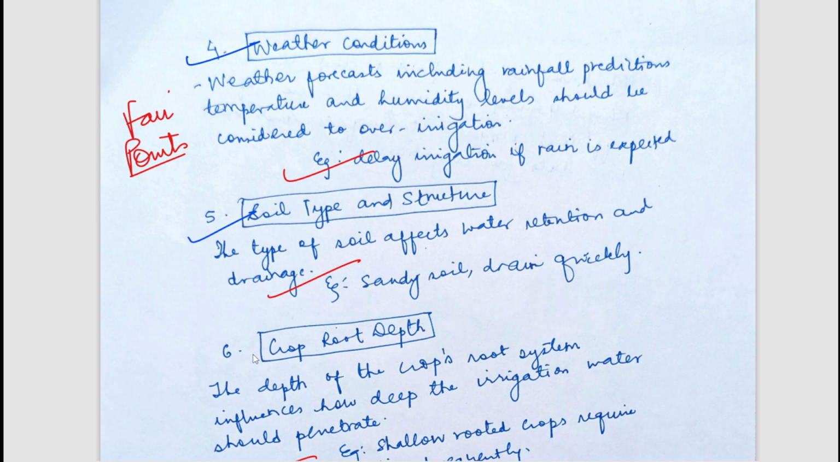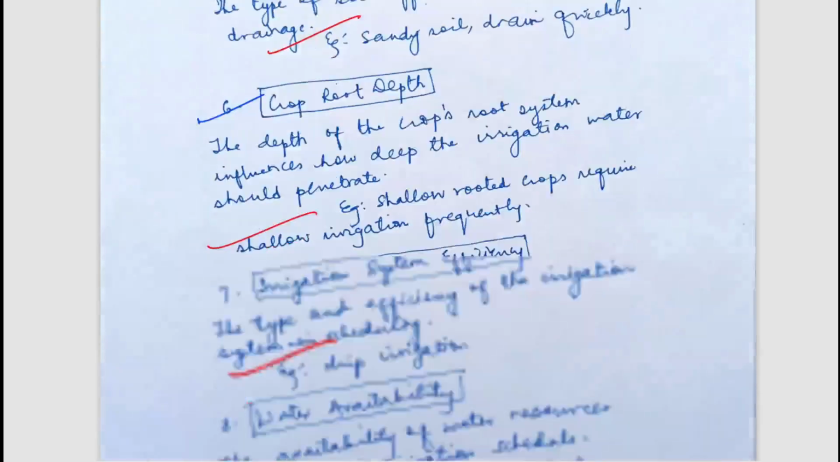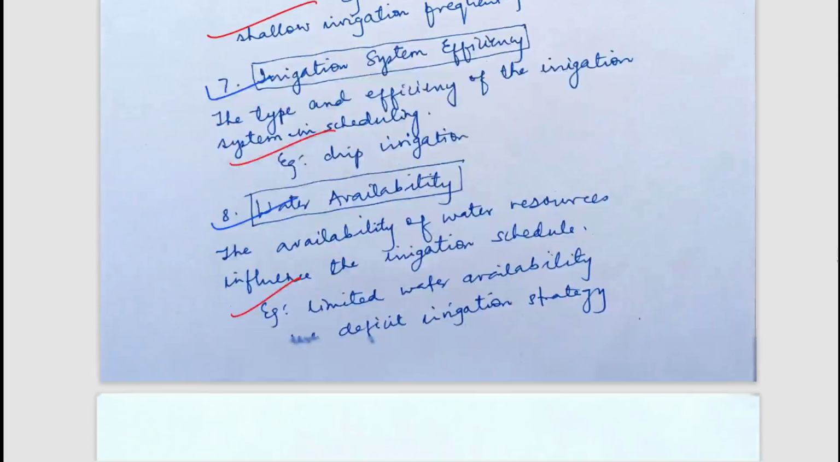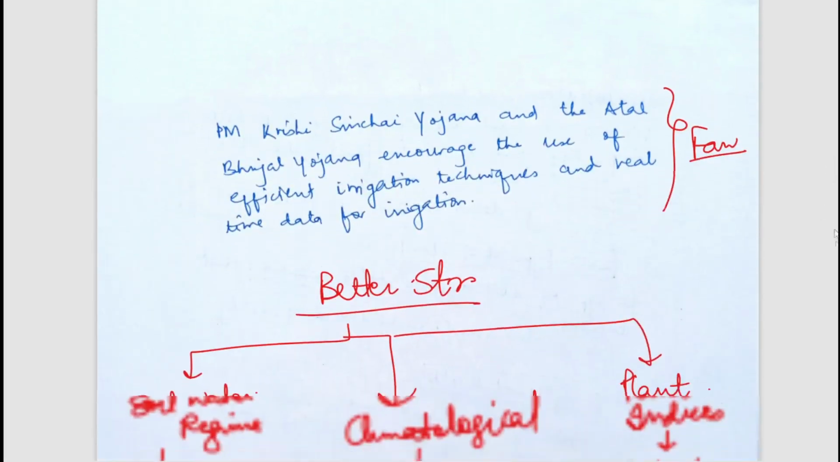Suppose there is clay soil, so less irrigation is needed because it can retain moisture for a long time. And if there is sandy soil, obviously the moisture will drain quickly, so irrigation should be scheduled frequently. So these are the things which we keep in mind. Crop root depth is another factor, irrigation system efficiency is another factor, water availability is another factor. These are the common factors which you all know.